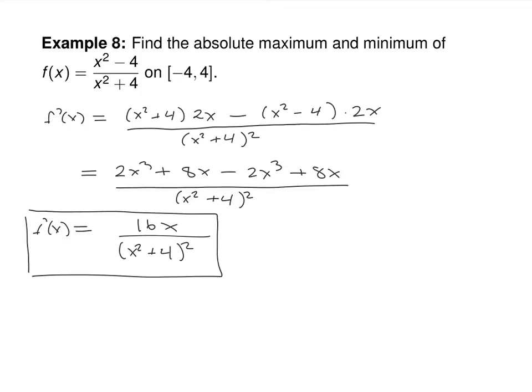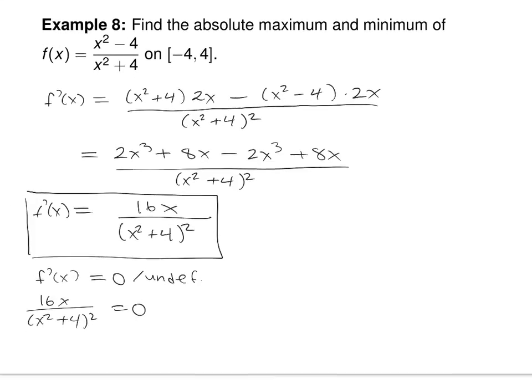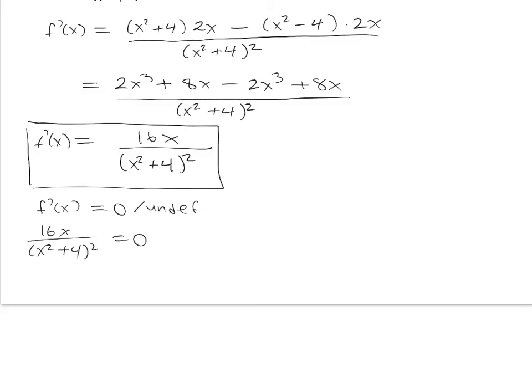Were you able to watch your negative signs correctly on your quotient rule? Did anybody else get 16x over x squared plus 4 squared? Okay, great. So figure out where this thing is equal to 0 or undefined. If you're solving that equal to 0, does the denominator matter? You just multiply by it on both sides and it goes away. It'll be 16x equals 0. So one critical number is x equals 0.